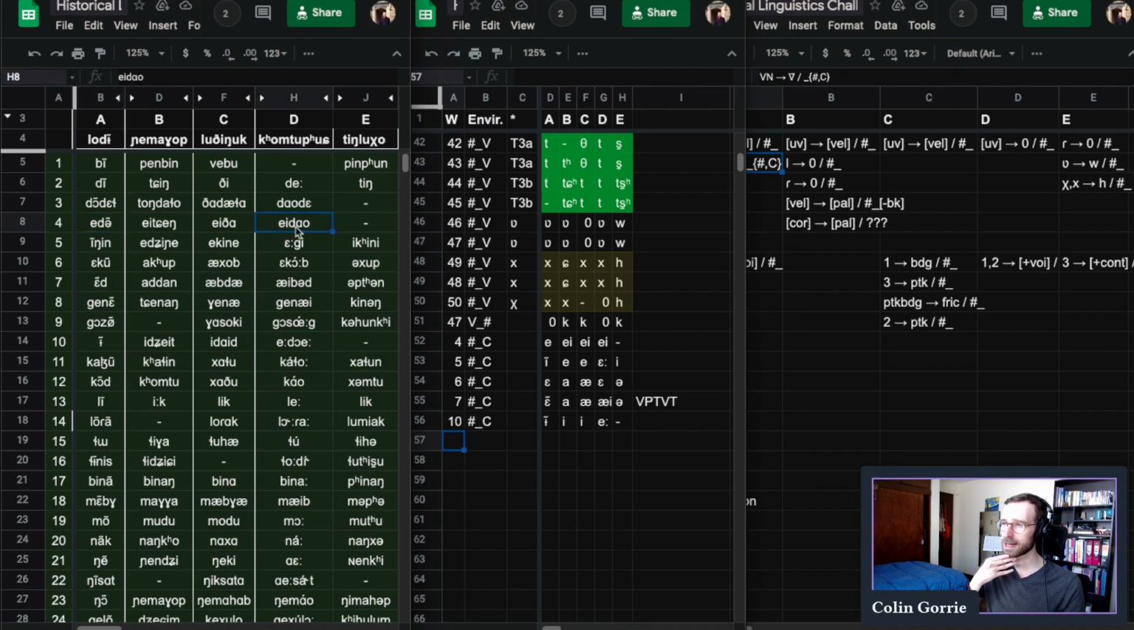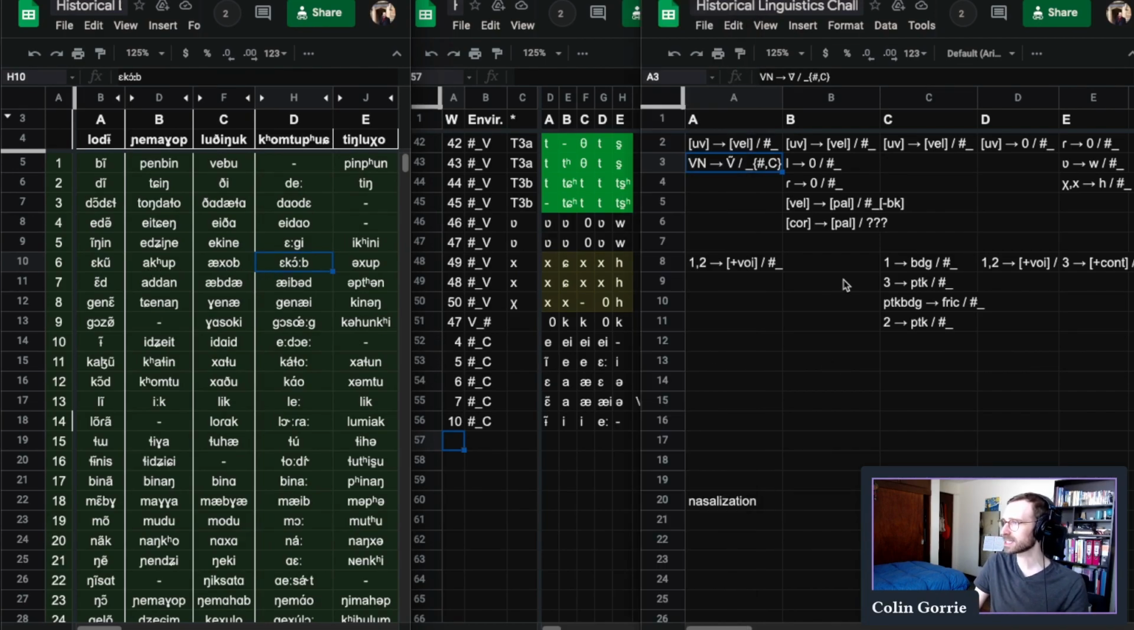We have the same thing going on in 4. We have a long vowel in 5. We have nasal corresponding to long vowel in 6. So I think, yes, we should definitely call it. What we could do is correspond.